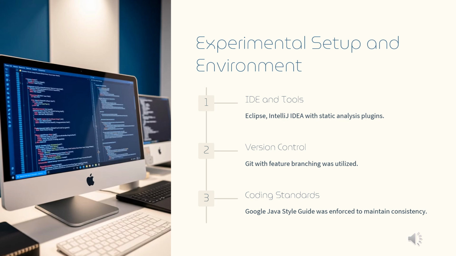So now we are checking what the tools for pair programming are. First one is IDE and tools, that is Eclipse, IntelliJ IDE. And then version control: we can use Git also. And we also have to follow coding standards like the Google Java Style Guide, etc.